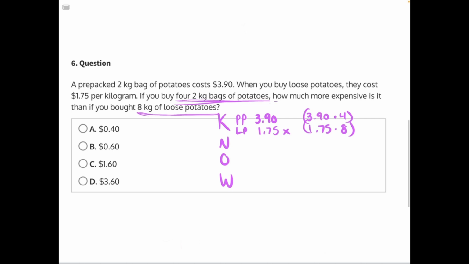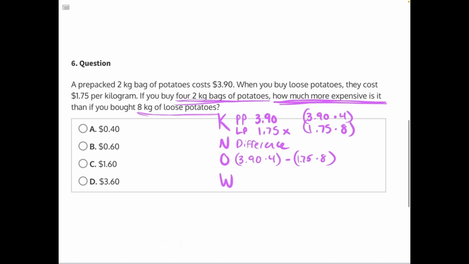What do we need to know? The question is asking us how much more expensive is one than the other. And that, how much more, is a keyword for taking the difference or subtracting. So we need to find the difference between these two. So our operations are going to look like this. We're going to take 3.90 times 4 and subtract from that 1.75 times 8.